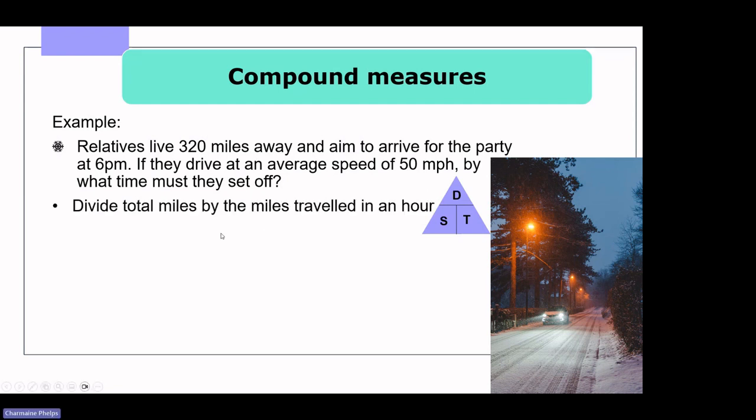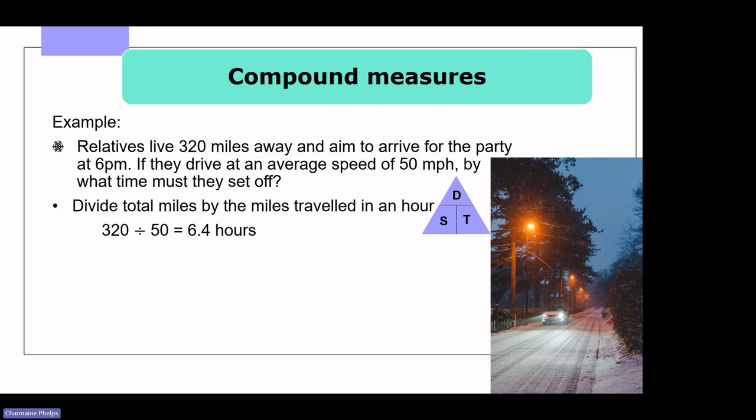So what I can do is divide the total miles by the miles traveled in an hour. So I've got 320 miles. I can go 50 miles in 1 hour. How many hours is it going to take me? So 320 divided by 50 gives me 6.4 hours. Now what I need to do is work backwards from there, and I need to be very careful. 6.4 hours does not mean 6 hours and 40 minutes.